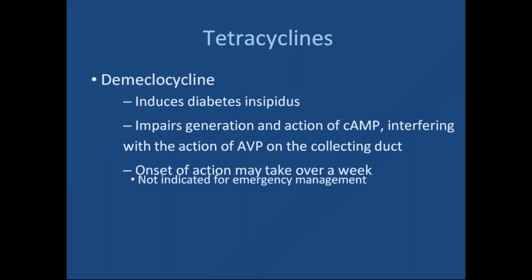Coming to demeclocycline, it is a type of tetracycline. It induces diabetes insipidus in the body. What it does is it acts on the cyclic AMP. So this cyclic AMP is not generated. When there is no cyclic AMP, AVP cannot act on the collecting duct. So when it does not act on the collecting duct, free water reabsorption will be inhibited, and it will be excreted. Okay, that's it.